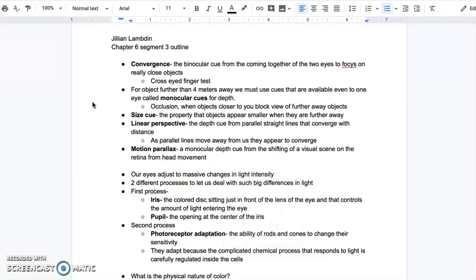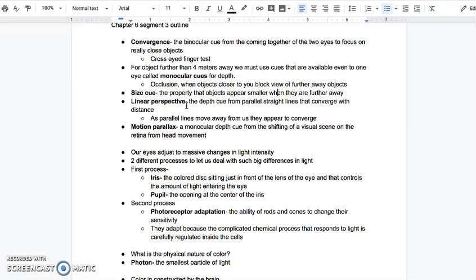Convergence is the binocular cue from the coming together of the two eyes to focus on really close objects. This is like the cross-eyed finger test. And for objects further than 4 meters away, we must use cues that are available even to one eye, called monocular cues for depth. Occlusion is when objects closer to you block view of further away objects.